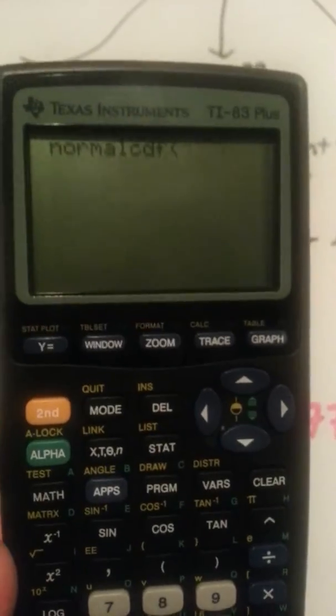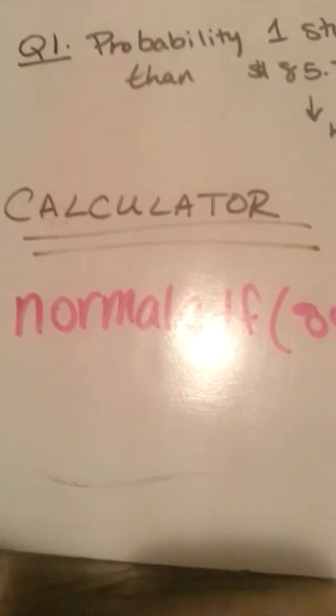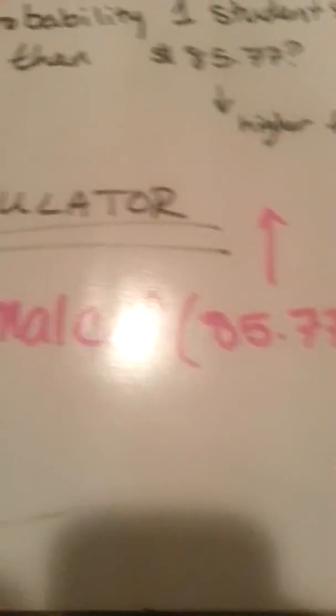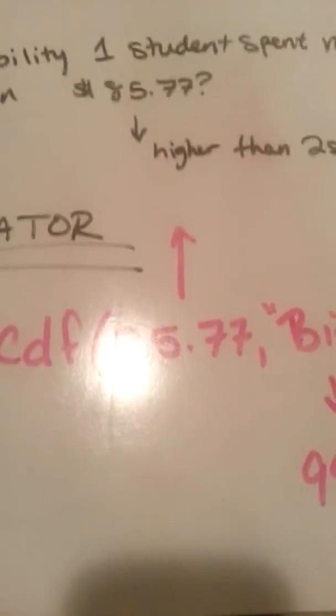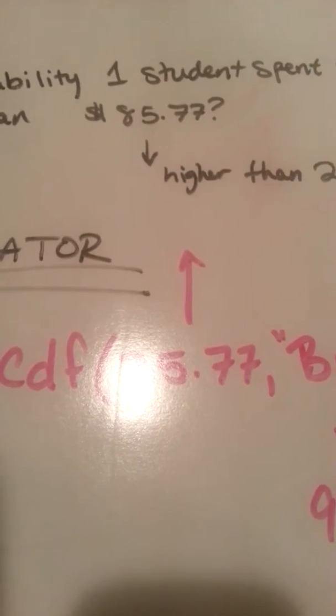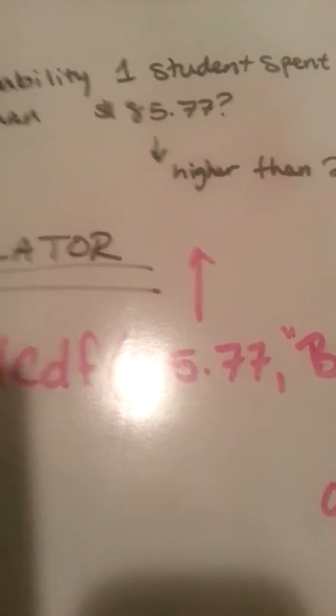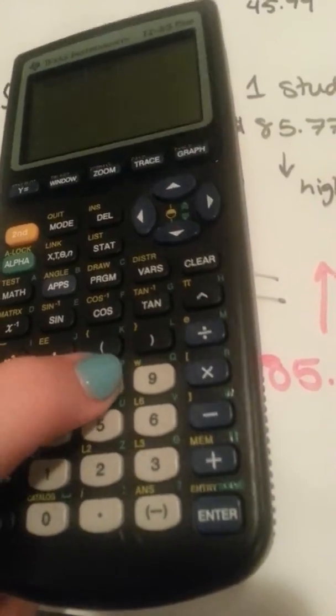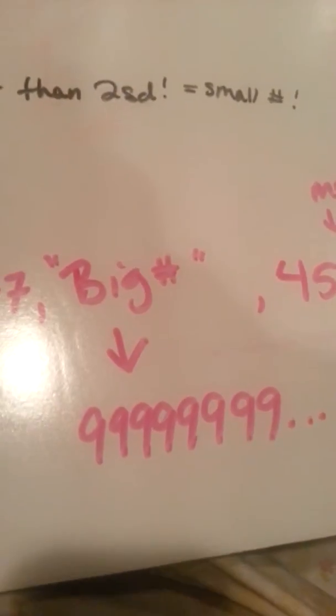Now you're going to see this. It has a parenthesis set up for you, and you just have to close it at the end. So this is how you write it correctly: normalcdf, parentheses, and you put in 85.77, which is your smallest number, and you're looking for everything over 85.77. So you go to your calculator and put 85.77, comma, okay? And then you need a really big number, so you put a bunch of 9s.